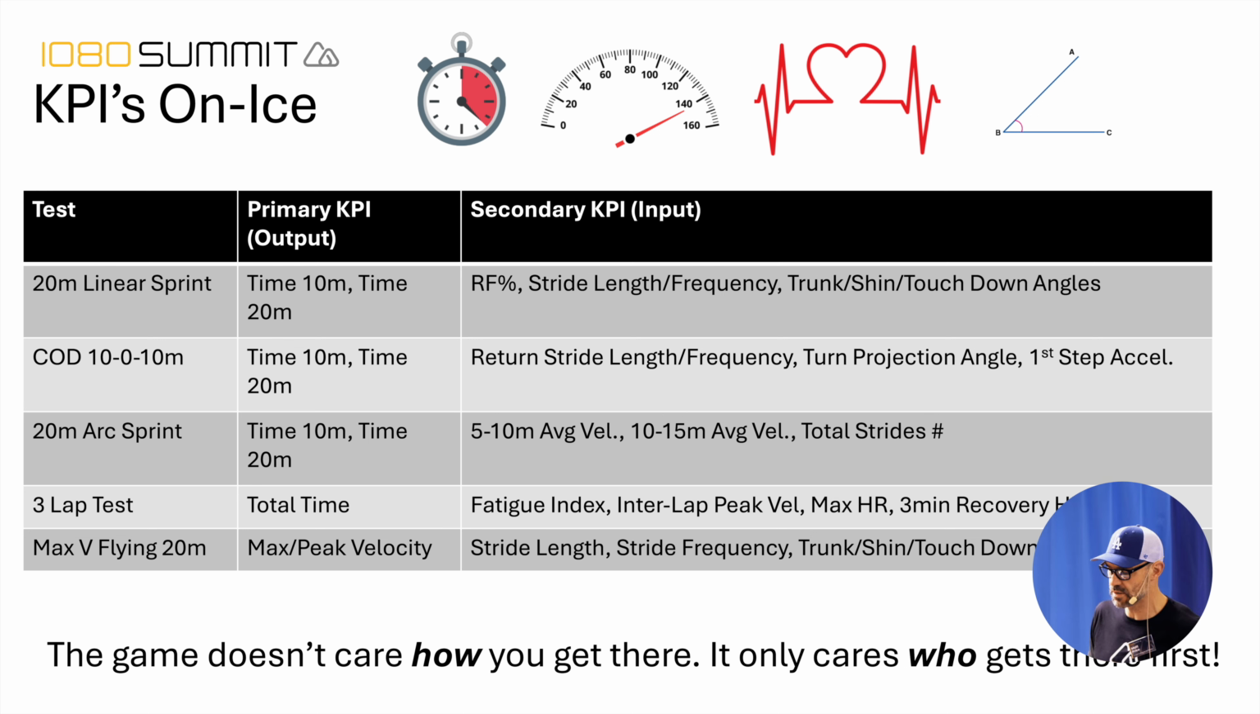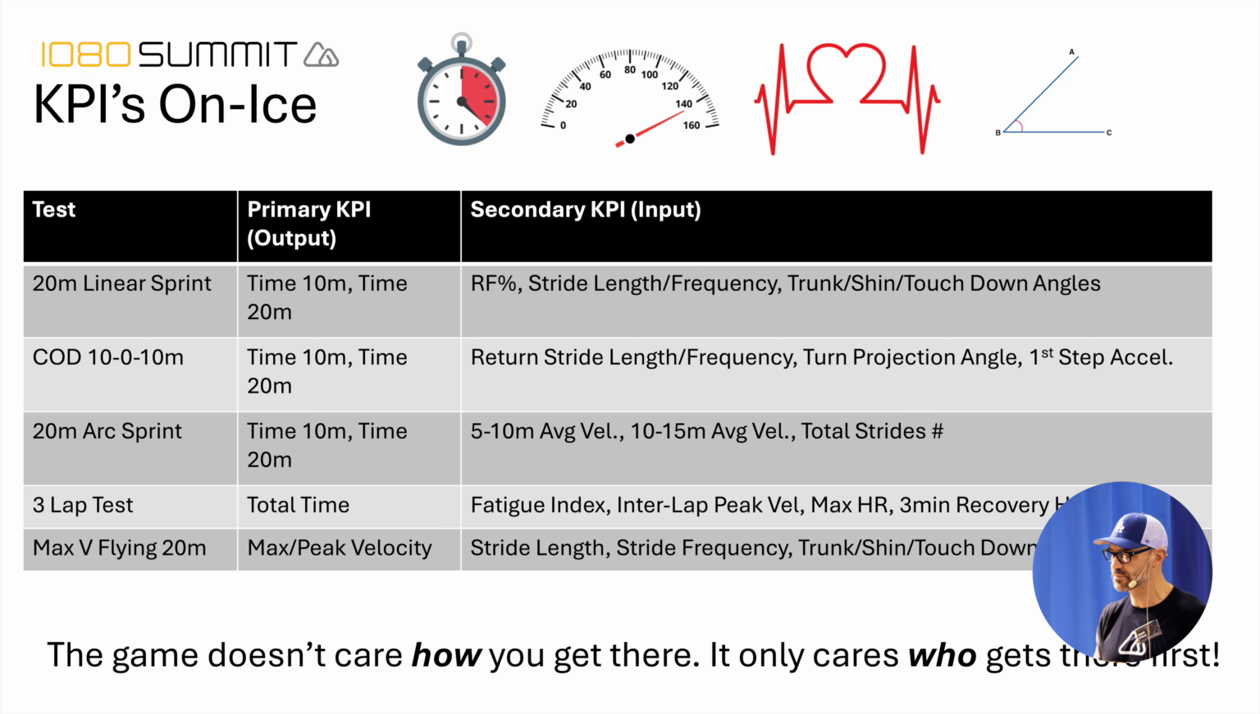Some of the secondary KPIs, we want to know stride length, stride frequency again. We want to look at the projection angle in the turn steps. So as soon as they've turned and project out, what are their trunk angles? What are their shin angles? So are they projecting up? Are they projecting too horizontal? There's a sweet spot in there. It's around 45 degrees for us. Okay, and again, we'll look at first step acceleration.